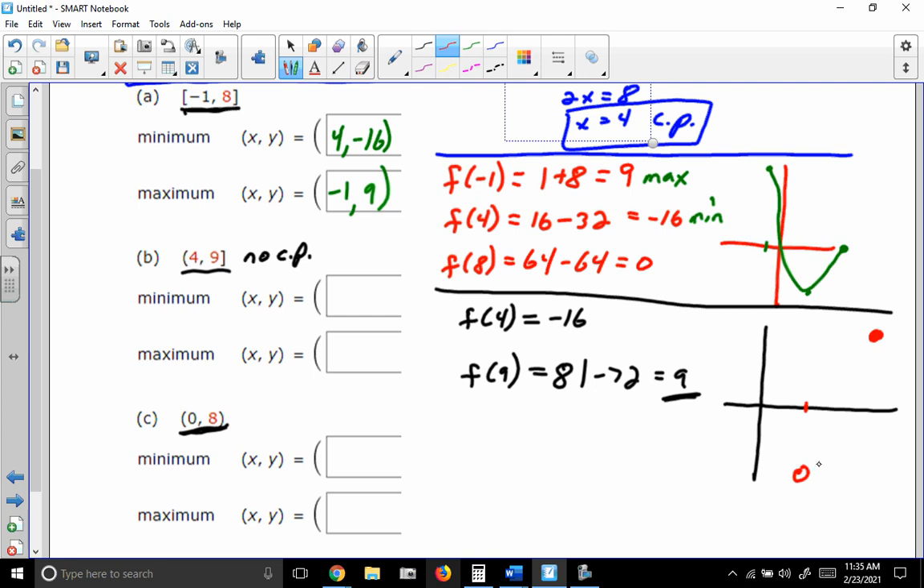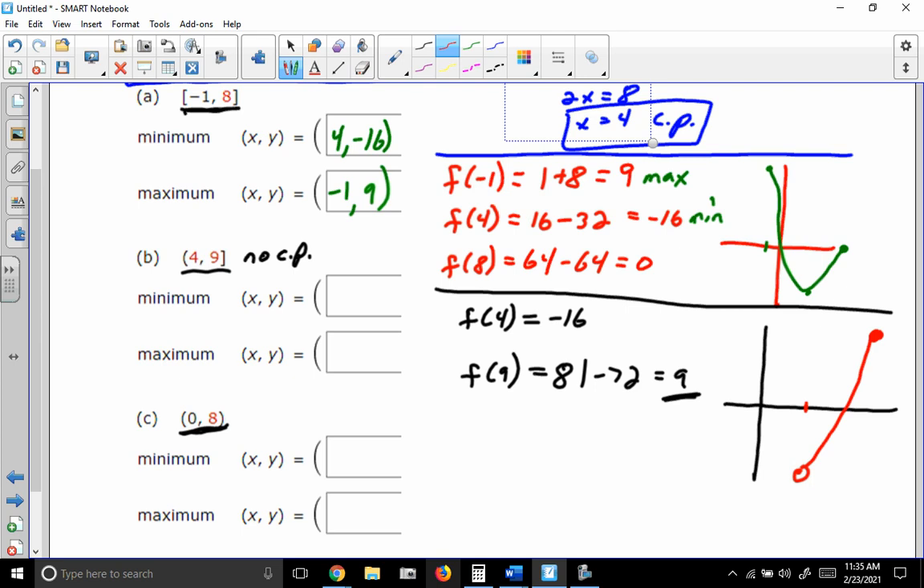There's no critical point in between, so there's no relative max or relative minimum in the middle, so we just go kind of towards that. It's technically slightly curved, but there are no peaks or troughs in between there. So our only values of interest are on the edges. There's no critical point in the middle.